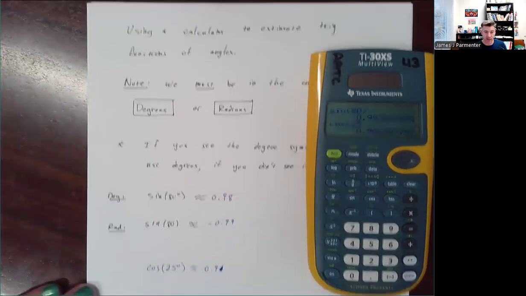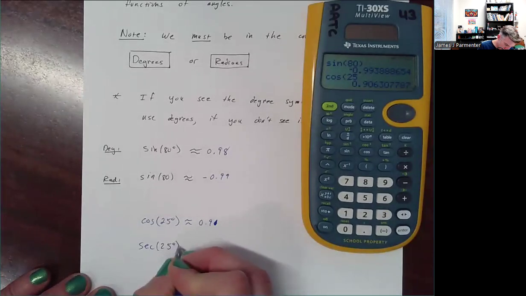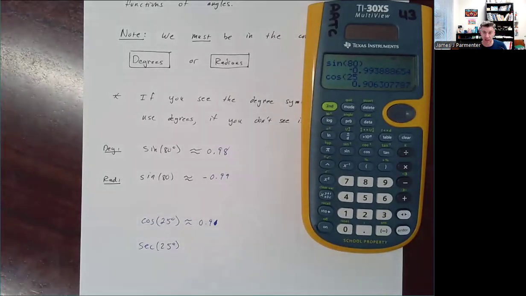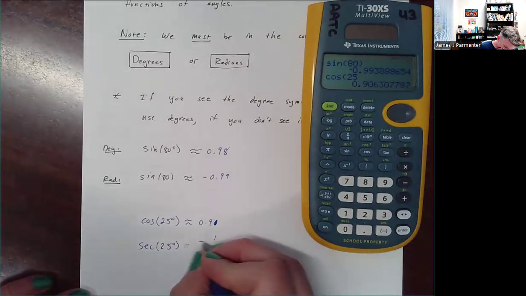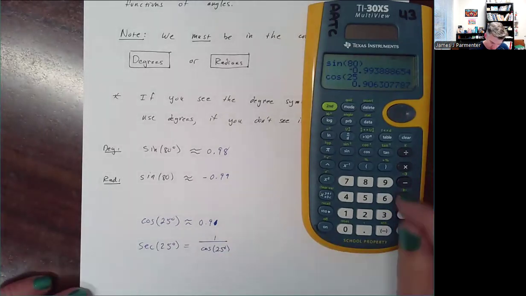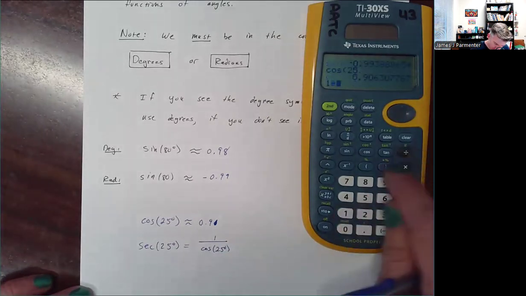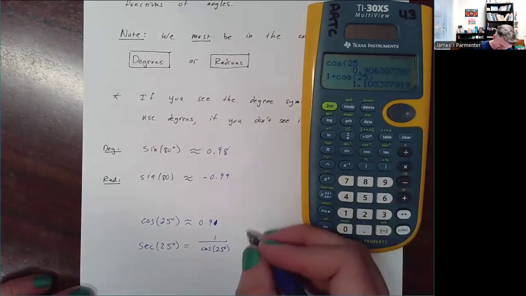If I wanted to find secant of 25 degrees, I will point out that my calculator does not have a secant button. So I have to find the reciprocal of cosine. Secant of 25 degrees is going to equal 1 divided by cosine of 25 degrees. So I'm going to do 1 divided by cosine of 25 degrees. And that's going to be approximately 1.1.